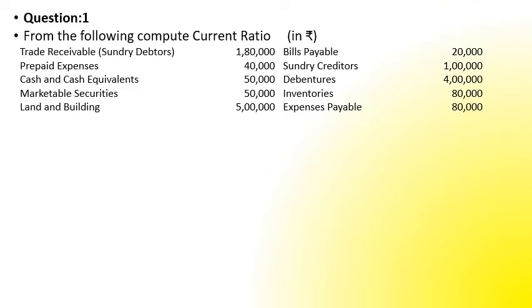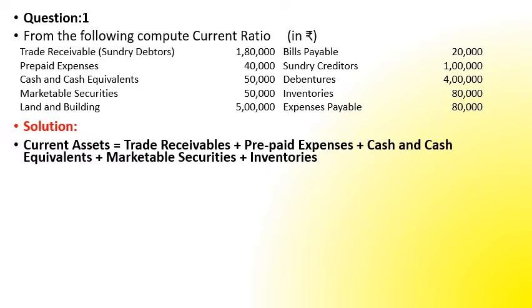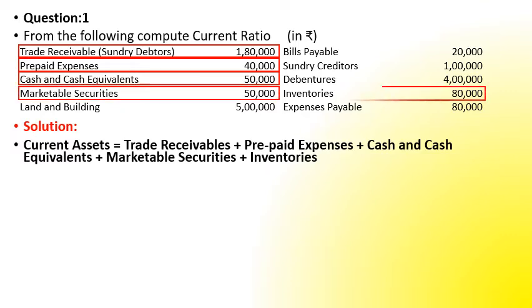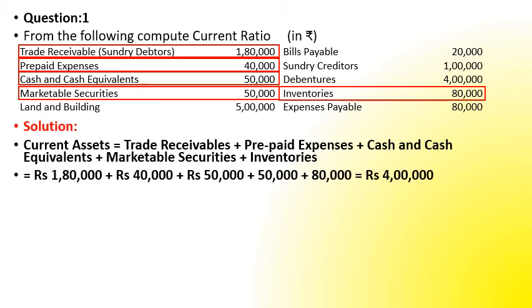Since the current ratio formula is current assets by current liabilities, we need to identify which items are current assets and which are current liabilities. So now we will estimate that. Current assets are basically bills receivable, prepaid expenses, cash and cash equivalents, marketable securities, and inventories. These constitute the current assets. If we go on adding them, we will get rupees 4 lakhs as current assets.